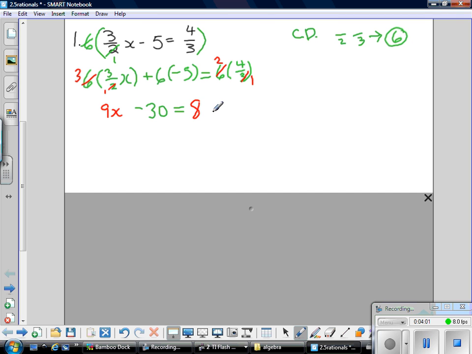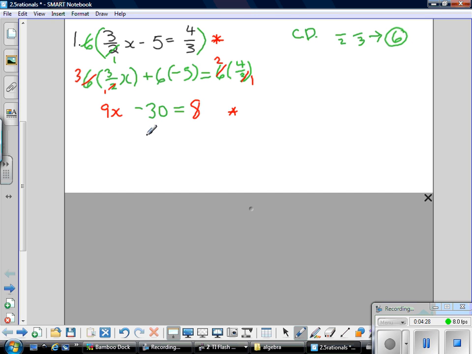Now, if you look at this line in comparison to our first line, they look very, very different. The first one looks a lot more complicated than the second one. However, they are both equivalent to each other. They both will come up with the same answer. This second one is much easier for us to solve, because we no longer have rational coefficients.